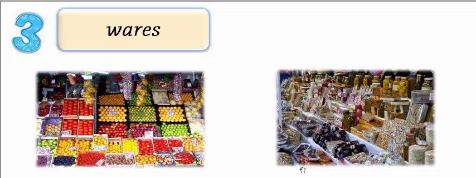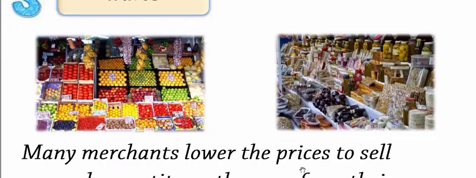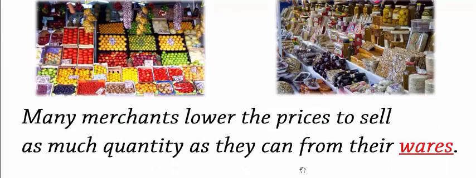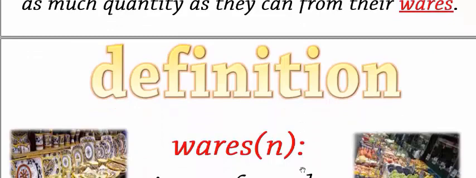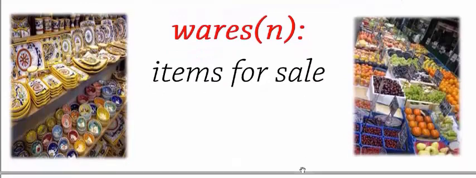So wares mean items that are ready for sale. Many merchants lower the prices to sell as much quantity as they can from their wares. The word wares, which is a noun, means items for sale. Now, I bet you can use more than 2 words together in one sentence to expand your sentence and avoid choppy sentences.